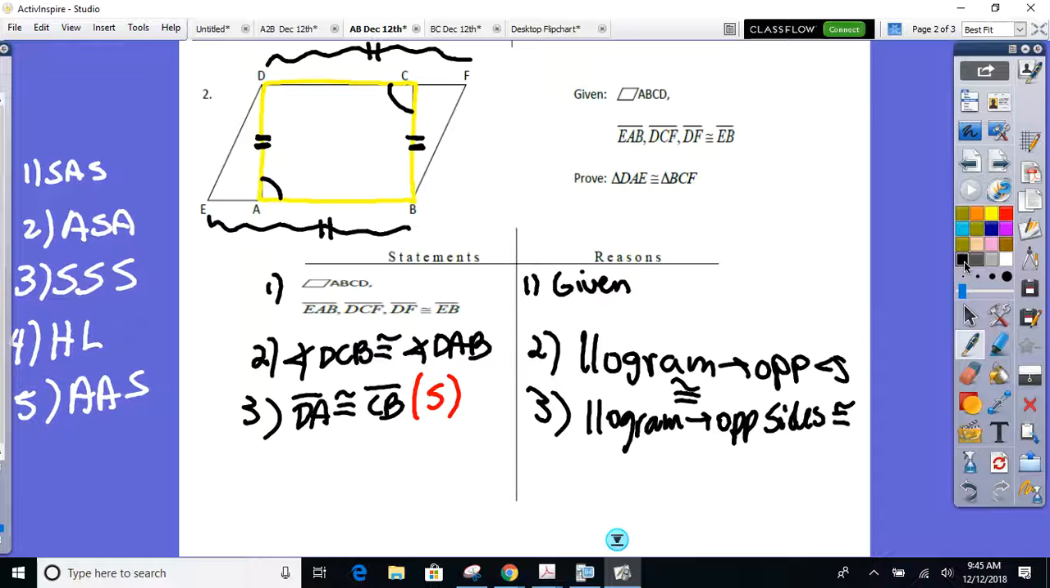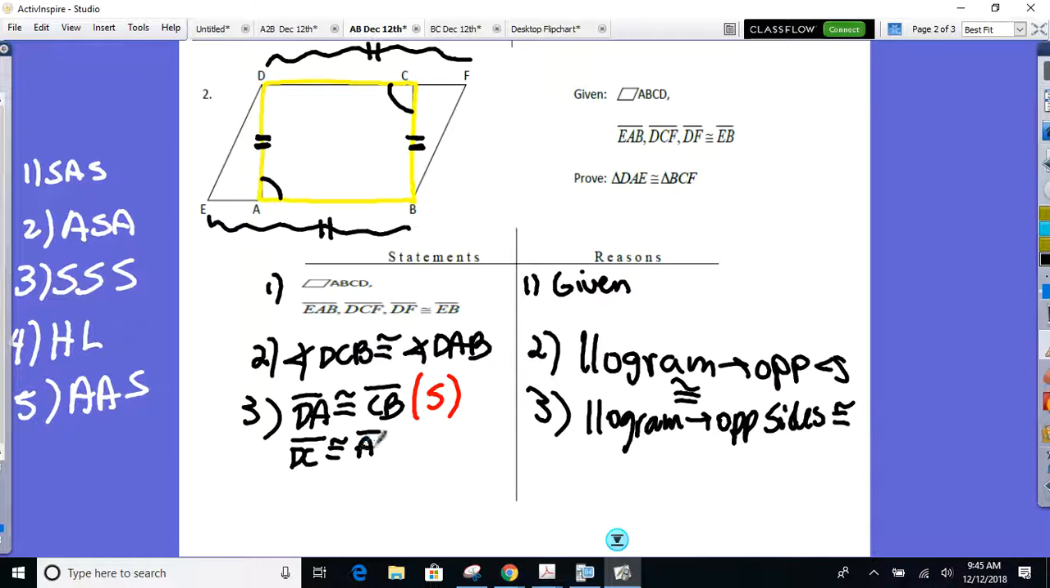DC congruent to AB. I'm going to put it right here in the same statement. DC and AB, those are opposite sides. Are those sides in the triangle? No, but let's go here. Here's where it gets tough. You got to dig deep here. How is that going to lead me to a side in these two triangles?